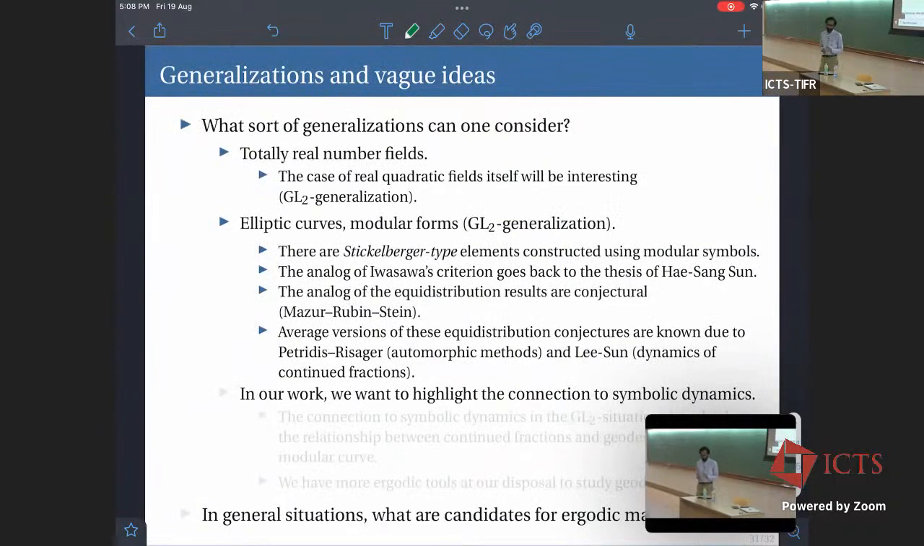I don't understand their method, so I don't want to claim anything. In this work of Jungwon Lee and Haesang Sun, they use continued fractions to deduce information about this modular form f, but you have to do a lot of things, and eventually the analysis boils down to something that doesn't depend on f. But I don't understand Petridis and Risager well enough to make any claim.